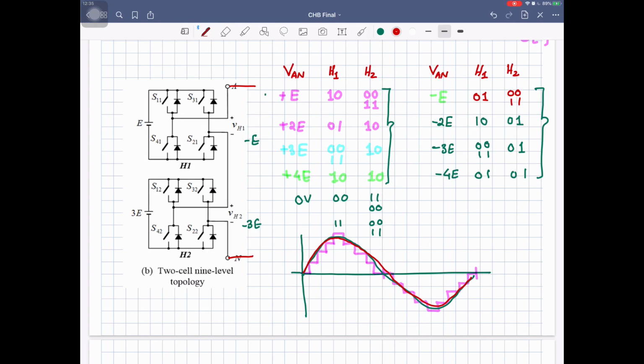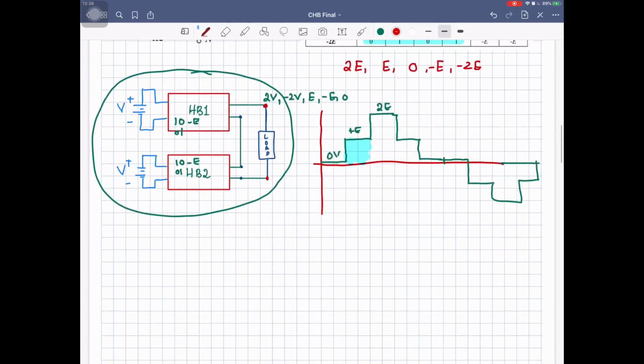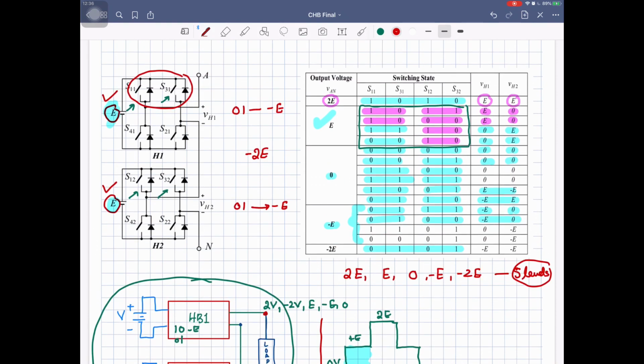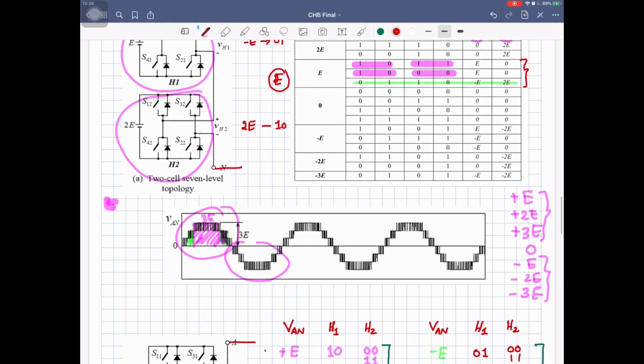So with asymmetric supplies, plus E and plus 3E over here, how many levels are we going to get? We are going to get 9 levels with the 2 H bridge circuits, right? Previously we have seen that if we take these two supplies equal, as we discussed over here, we can only get 5 levels if the two supplies are equal in the two cascaded H bridges. But if these two supplies are made different, we can have a different number of levels.